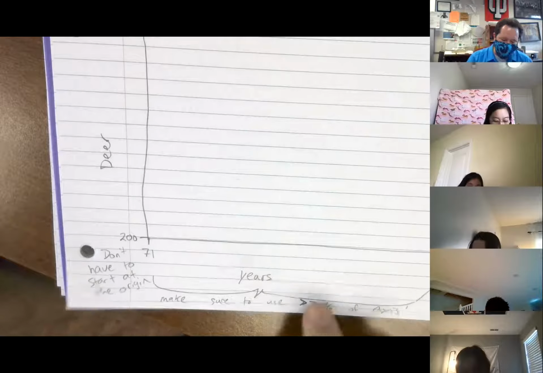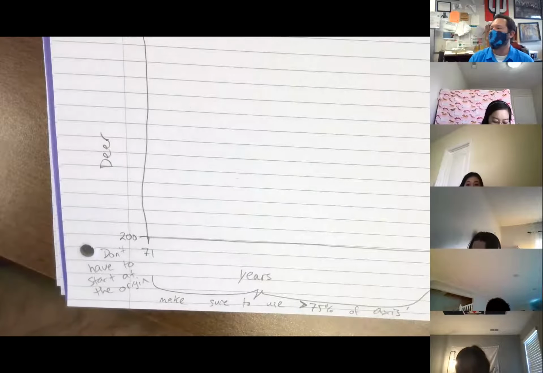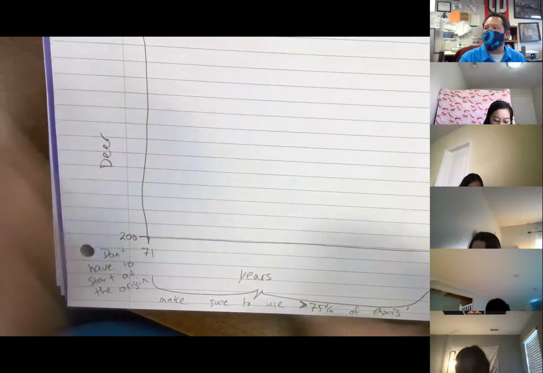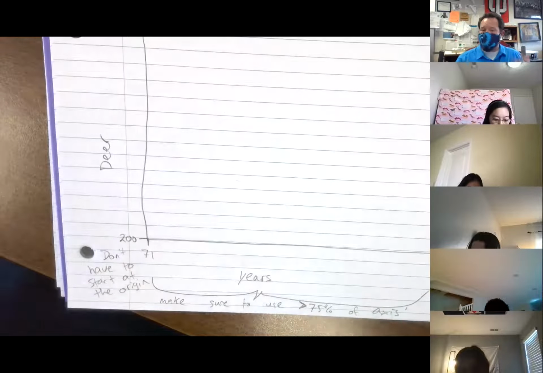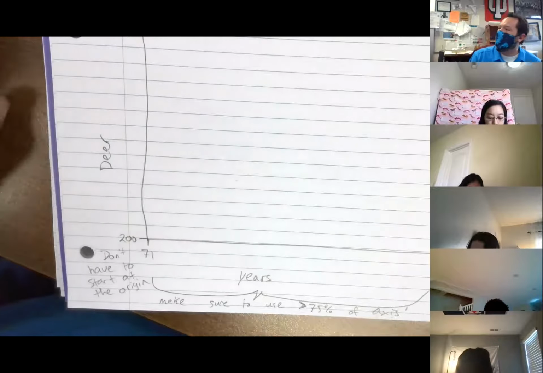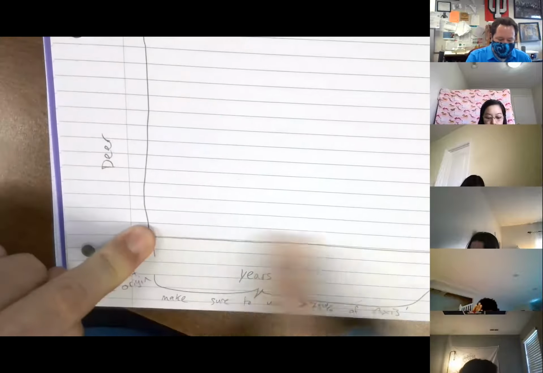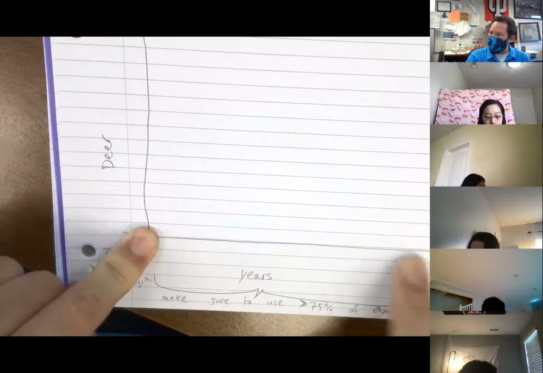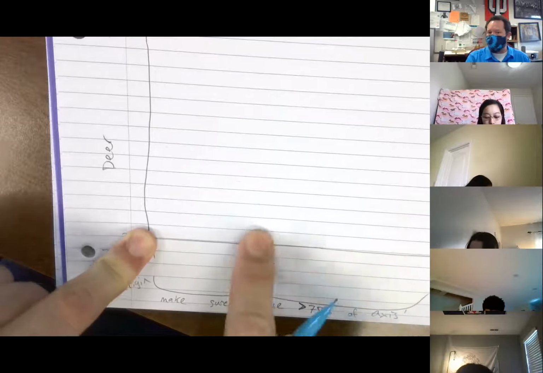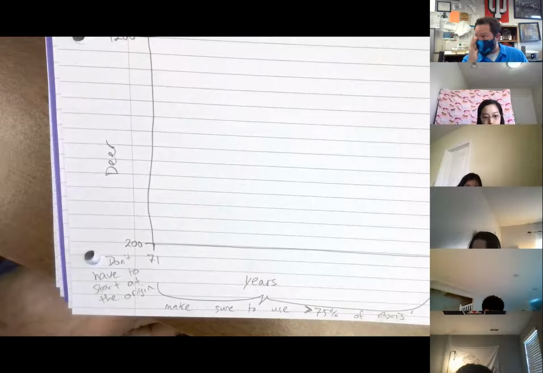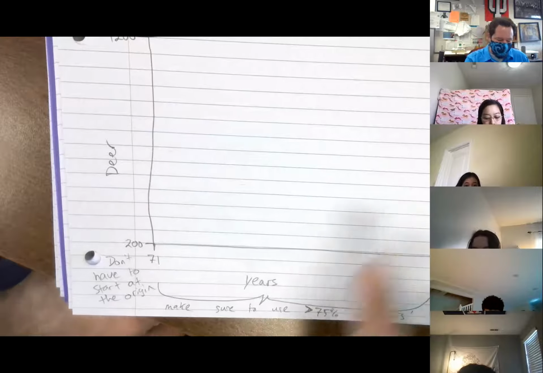Always make sure you guys are using at least 75% of your axes. I know it shouldn't be that hard when you're making your own graph because you can change the axes, but when I give you a graph, I expect you to use at least 75% of it up to this area. If your last data point is like right here, you're going to lose half a point. You've got a lot of wasted graph there.